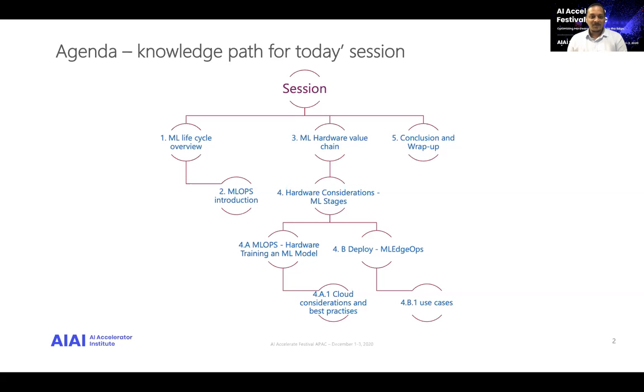Followed by that, if you want to implement MLOps, what are some of the hardware value chain elements that are quite relevant, and especially some of the considerations for the hardware itself during the various stages of machine learning? Basically, how do you meet machine learning and the hardware so that it can perform a better job? Then I'm going to focus on two important stages of machine learning, which is how the hardware accelerates or enhances training a machine learning model.